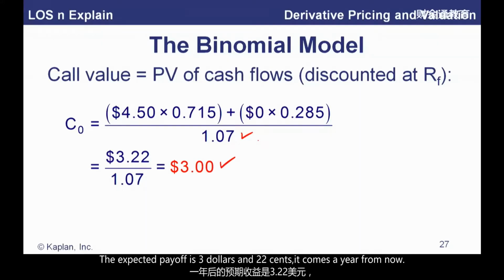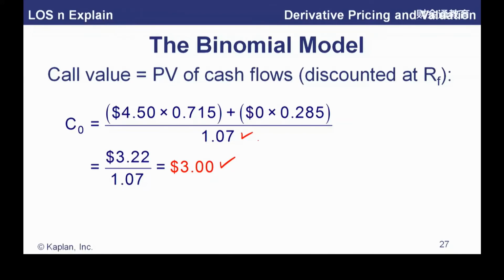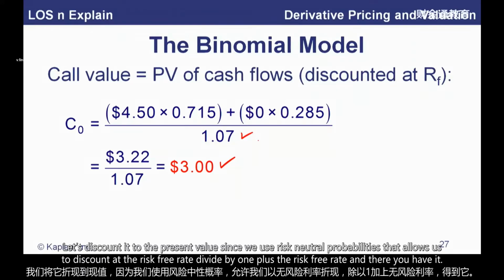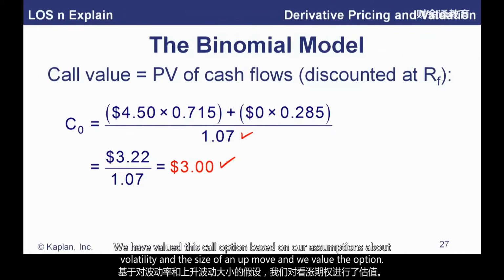The expected payoff is $3.22. It comes a year from now. Let's discount it to the present value. Since we used risk-neutral probabilities, that allows us to discount it at the risk-free rate, divide by 1 plus the risk-free rate, and there you have it. We have valued this call option based on our assumptions about volatility and the size of an up move, and we've valued the option.